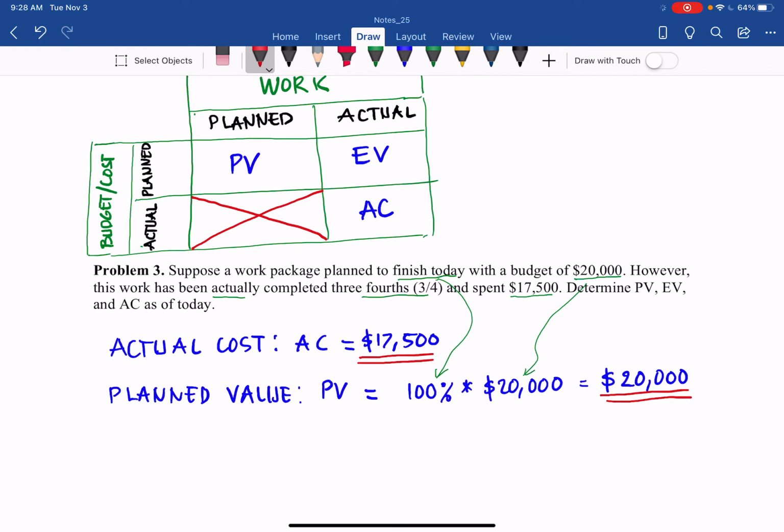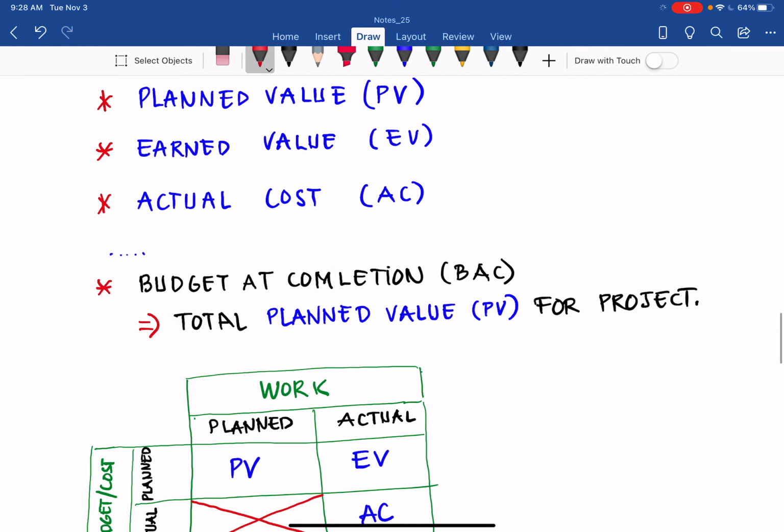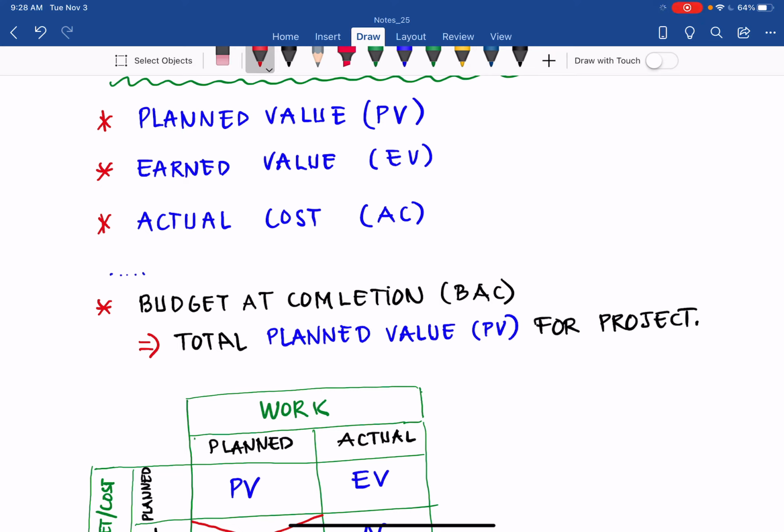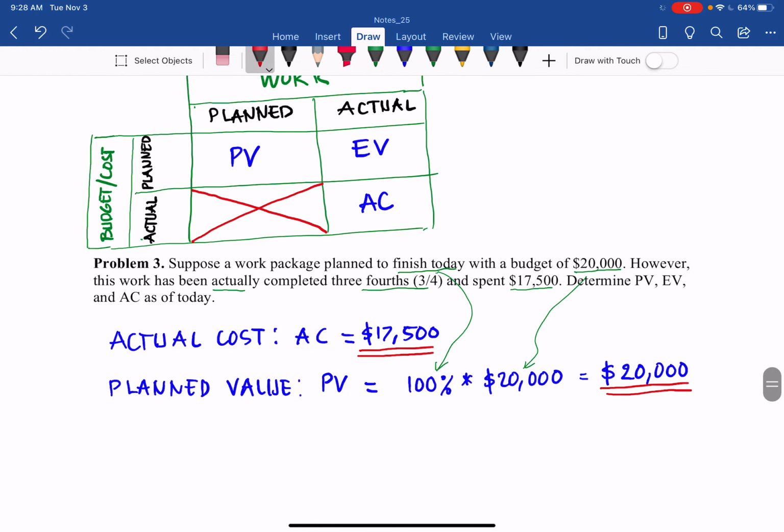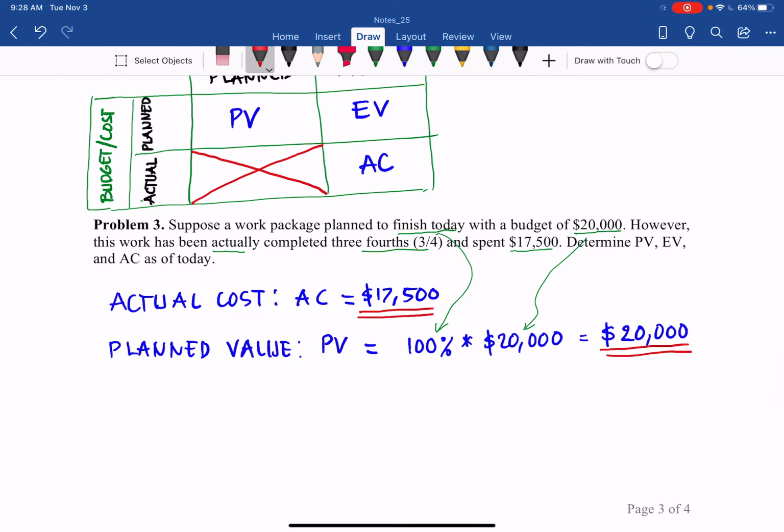By the way, if you saw the previous video about the budget at completion, BAC, the total planned value for the project, yes, 20,000 is the total budget because it finishes today with that budget. So that is also the BAC, budget at completion, the total planned value. So that is 20,000 planned value. Whether that answer is the same as your answer.